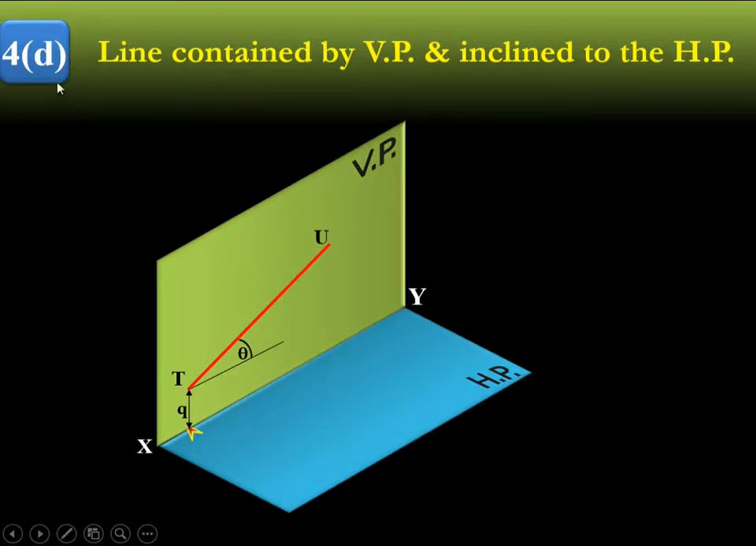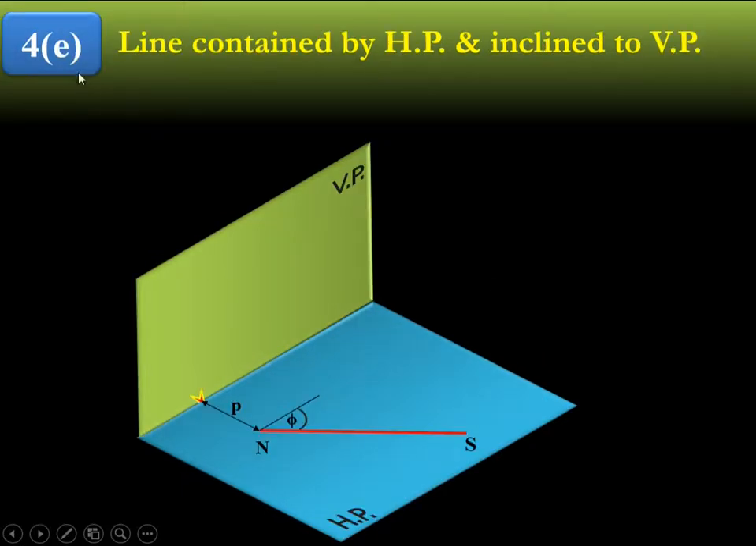From this diagram we can understand that the above distance between the horizontal plane and the line RS is 0. Now let us move on to the fourth subdivision under the fourth category, line contained by vertical plane and inclined to the horizontal plane. Here we can see the pictorial representation of a line capital TU contained by the vertical plane and inclined to the horizontal plane by an angle theta. From this diagram we can understand that the in front of distance between the line TU and the vertical plane is 0 and the line is inclined by an angle theta from the horizontal plane.